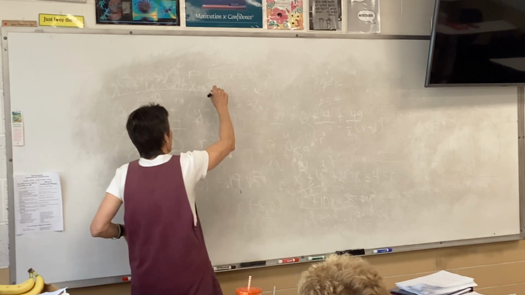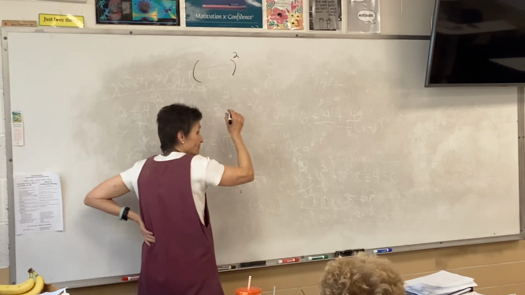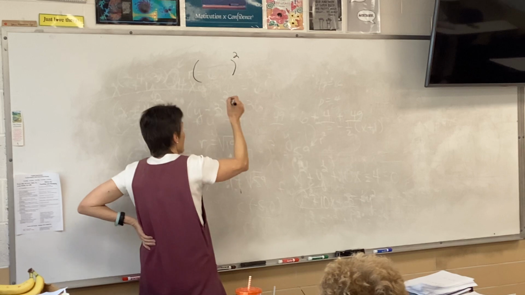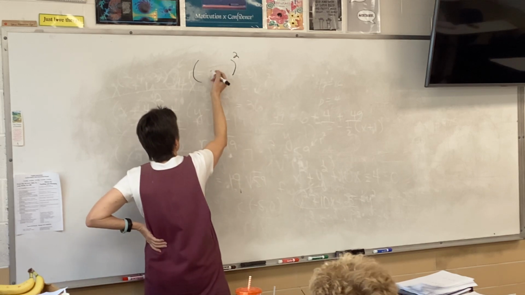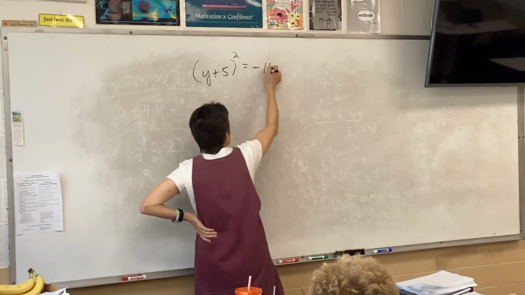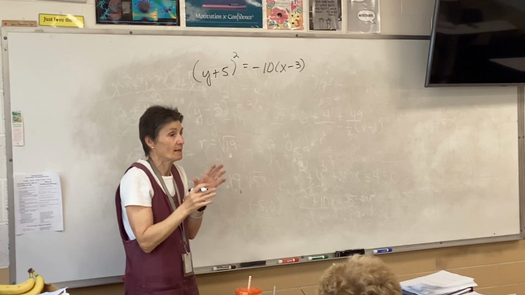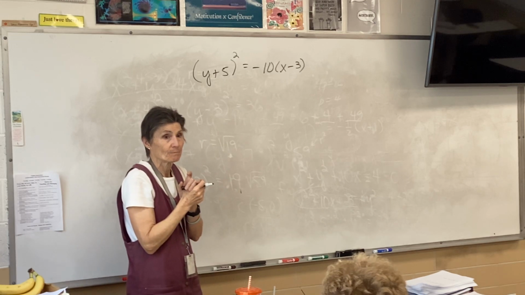Do you remember that parabolas only have one squared term? So, for example, I'm just making this up. We might have y plus 5 squared equals -10 x minus 3. That's what a parabola equation looks like.